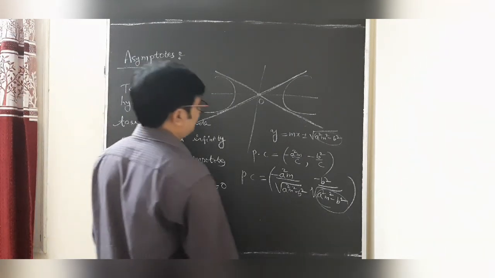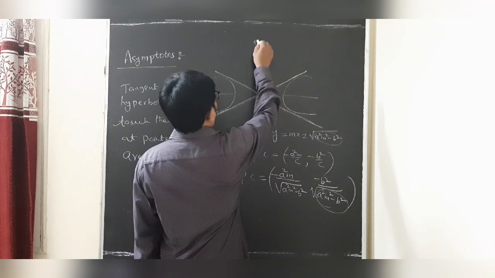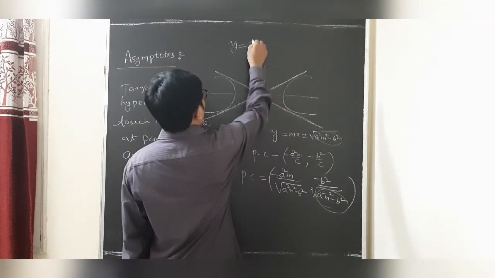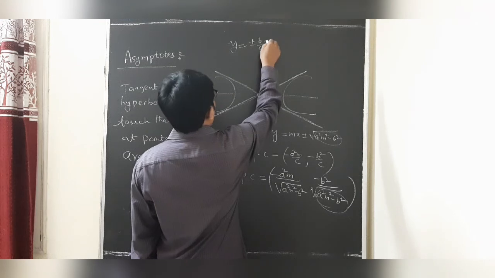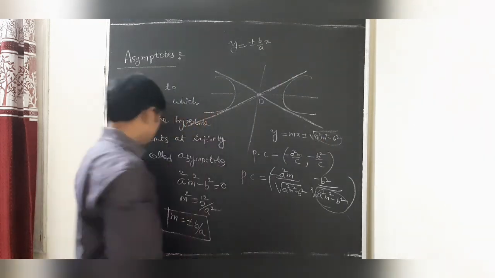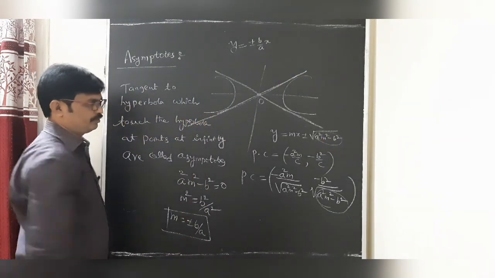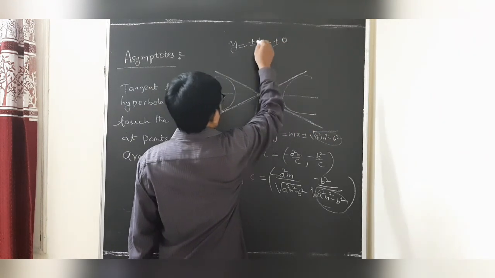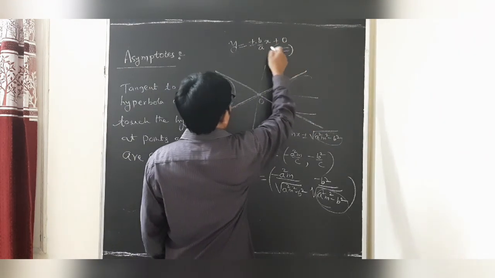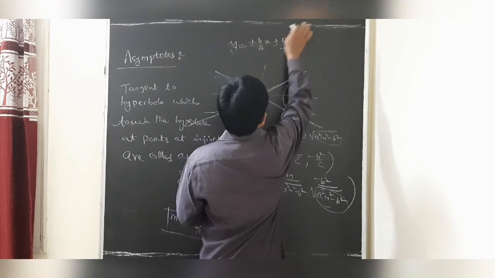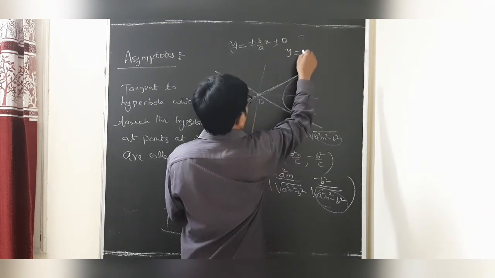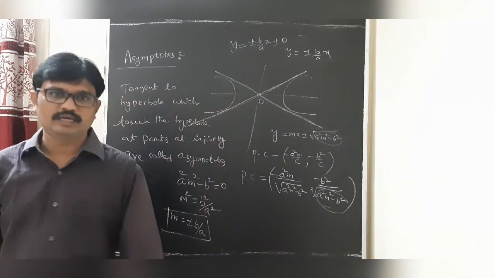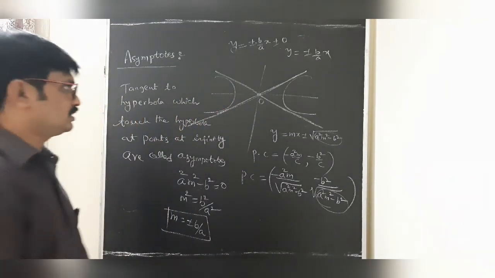Students, now substitute m equal to plus or minus b by a here. Then a²m² − b² becomes 0, and its root is 0. So we can write this as y = plus or minus (b/a)x. Students, these are the equations of the asymptotes.